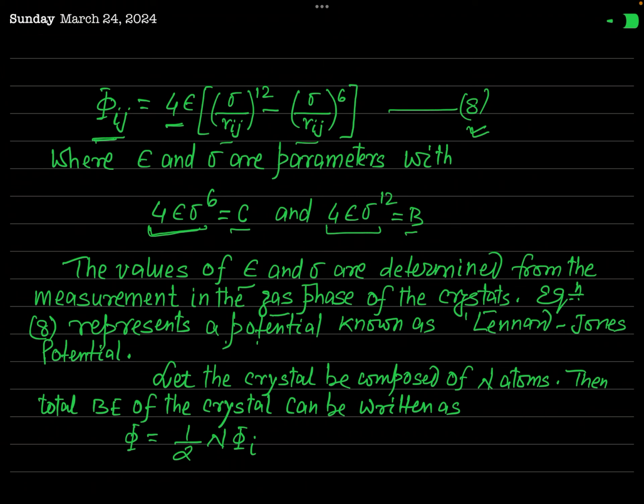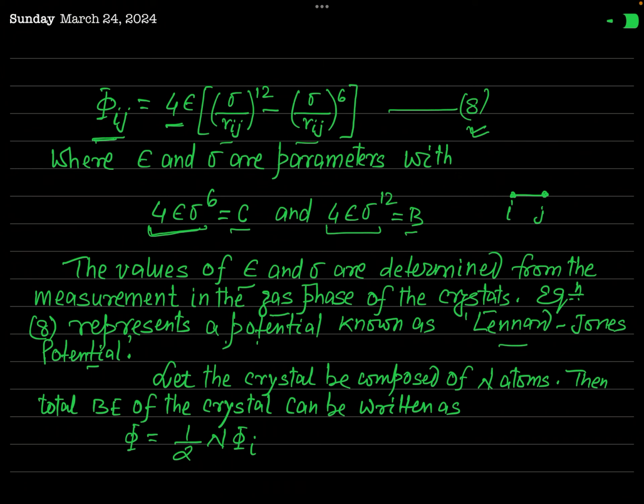Okay, so this phi ij is also known as the Lennard-Jones potential. Now finally we have obtained the expression for the interaction energy, which is developed due to the two types of interaction between the atoms i and j of a molecular crystal. But until now we have not calculated the value of the binding energy of the crystal.